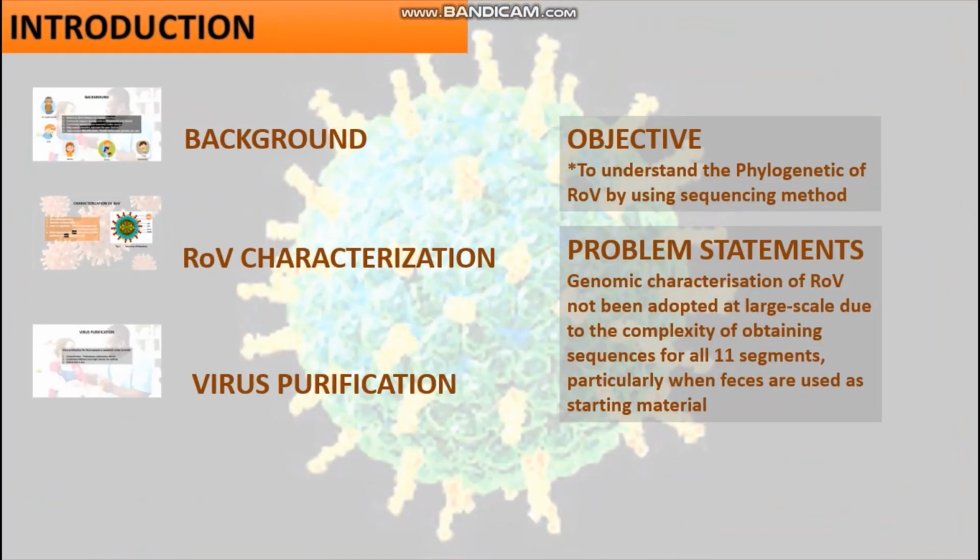The objective is to understand the phylogenetics of rotavirus by using a sequencing method, while the problem statement is that genomic characterization of rotavirus is not being adopted at large scale due to the complexity of obtaining sequences for all 11 segments, particularly when feces are used as starting material.